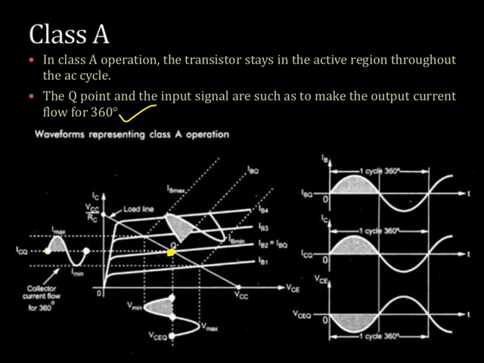It is in the middle of the active region, and this is ICQ you have here, which is the quiescent condition collector current. This is the quiescent condition base current. So you can see IB is flowing like this. Then ICQ is flowing for the whole 360 degree, and VCEQ, you can see it is inverted. You are already familiar with this. This is the class A operation of the power amplifier.